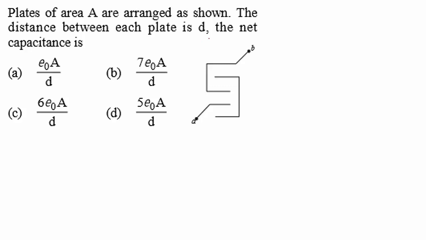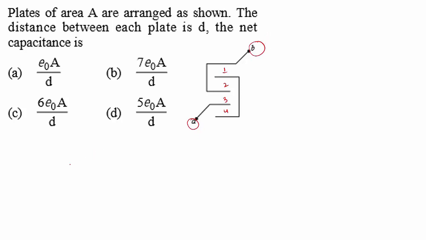Plates of area A are arranged as shown. The distance between each plate is d. The net capacitance is. Observe the diagram. We have to make it easy, so I am going to redraw the diagram. See here, these are the parallel plate capacitors. This is the point A and this is the point B. I am going to redraw the same diagram.